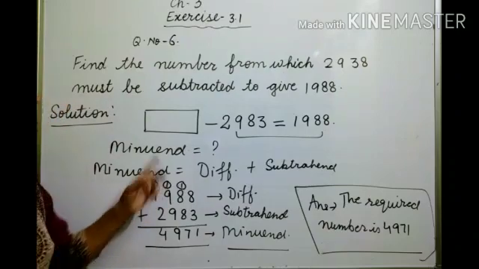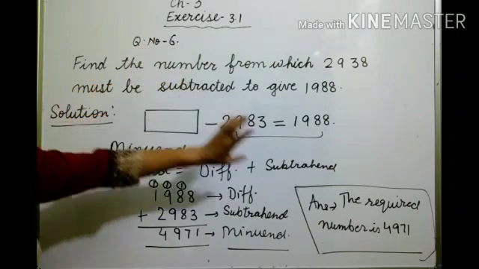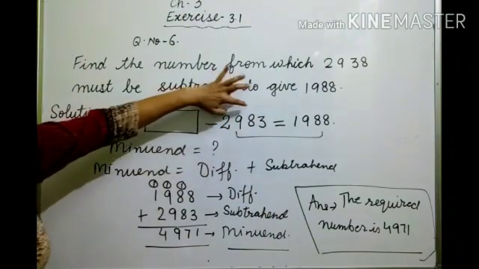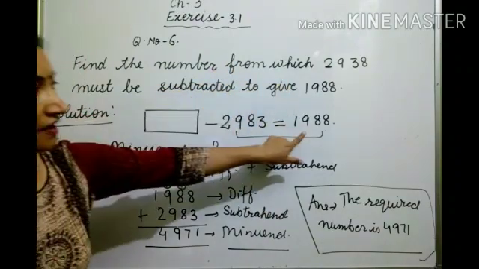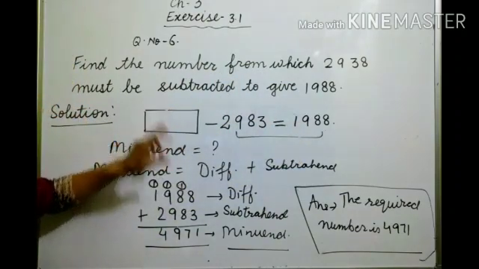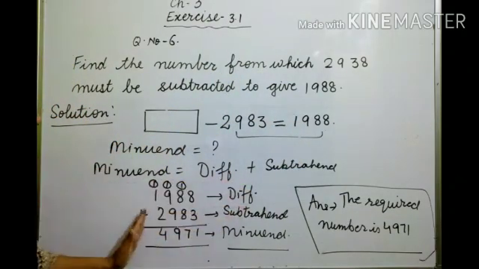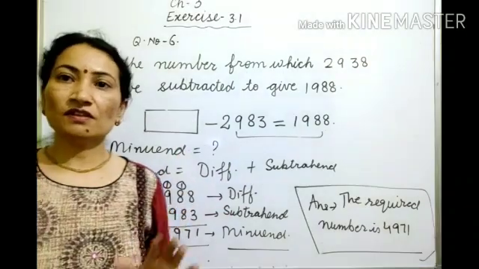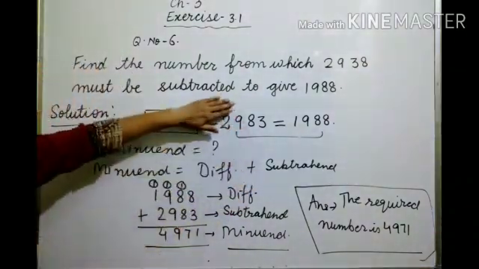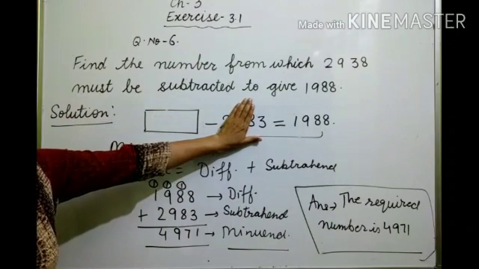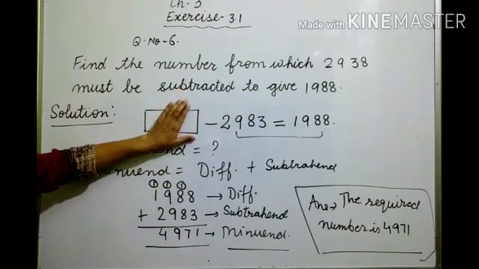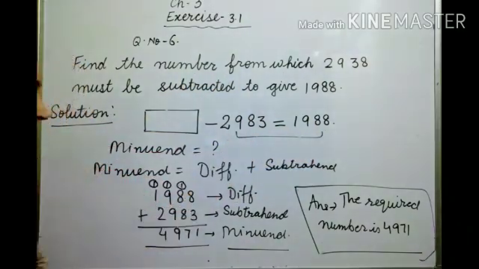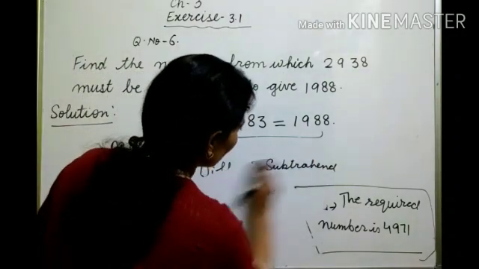I'm again repeating. If you have to find minuend and you are given subtrahend and difference, then you can find minuend by adding these two numbers. You will learn this formula and you will calculate. Number may be changed. In this way you can find minuend for any numbers given. If subtrahend is not given, we are given minuend, then how we can find? Then minuend minus difference, we can find subtrahend. You write in your notebook also.